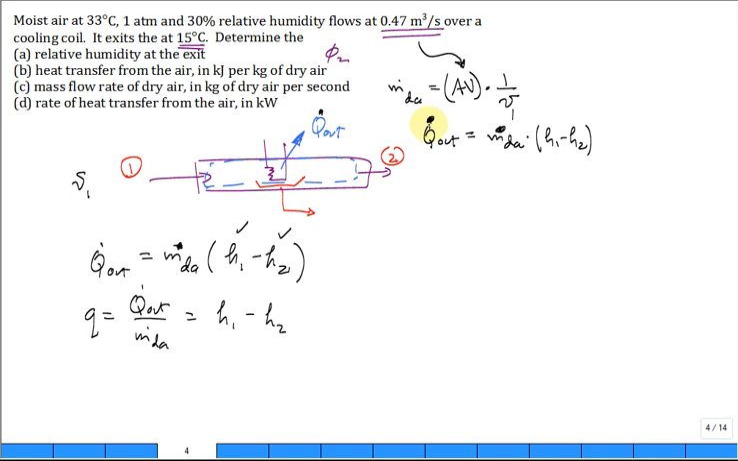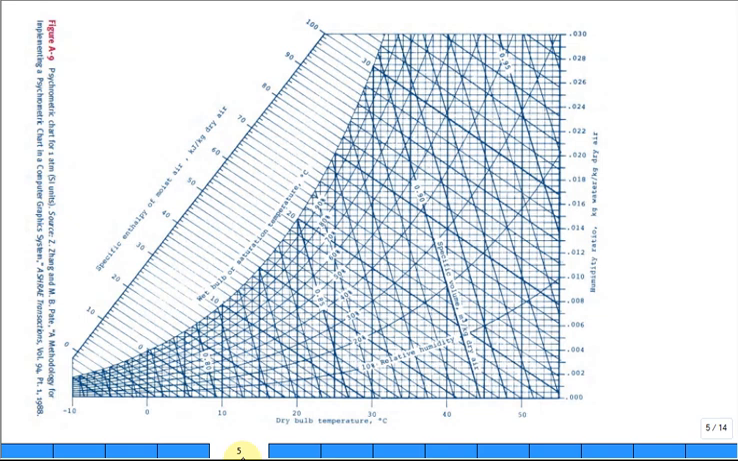So let's go to the chart. Did you locate where state 1 is on the chart? Where is the dry bulb of 33 and a relative humidity of 30%? So on your chart you should find a dry bulb of, what did we say, 33? That's right here, true? So somewhere along that line at a relative humidity of 30%, looks like they intersect right at that point. So there's state 1.